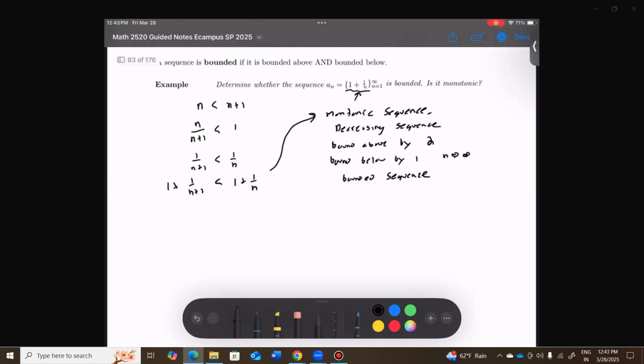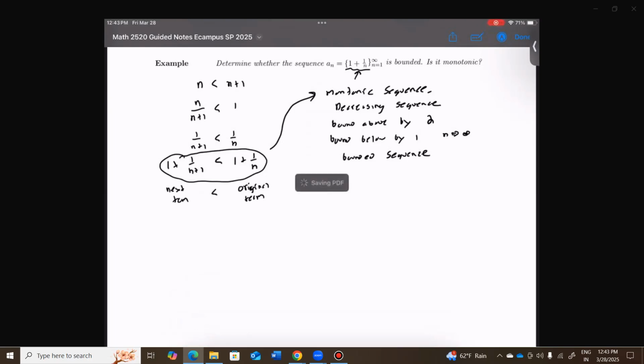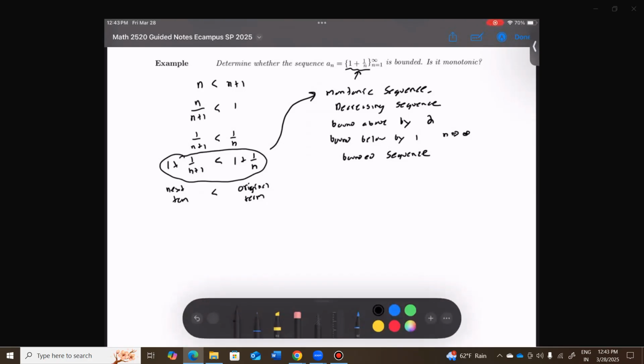Okay, all this did was prove that if you have the original term, then the next term is less than the original term. That's what that was showing. That's why it's showing that it's monotonic, because you can get something like that out. And it shows that it's decreasing.